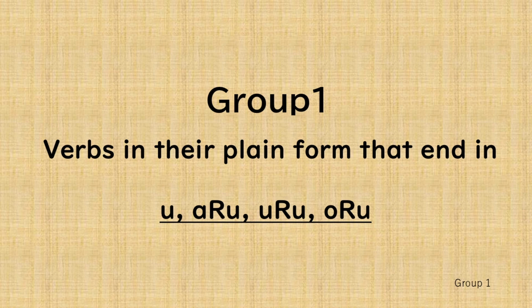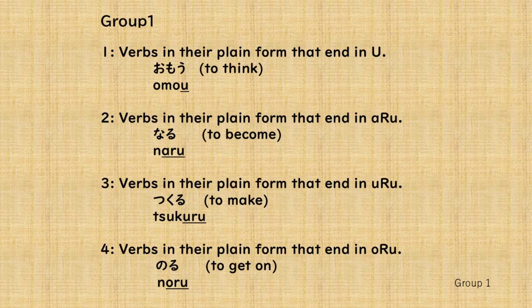Verbs in their plain form that end in u, aru, uru, and oru can be categorized as Group 1. I listed the 4 patterns in this slide. Number 1. Verbs in their plain form that end in u. For example, omou. Number 2. Verbs in their plain form that end in aru. For example, naru. Number 3. Verbs in their plain form that end in uru. For example, tsukuru. Number 4. Verbs in their plain form that end in oru.